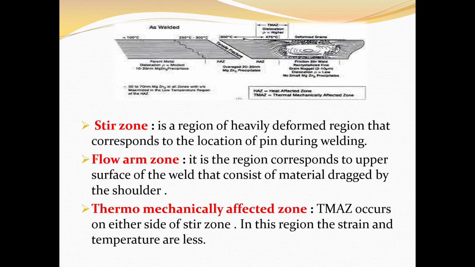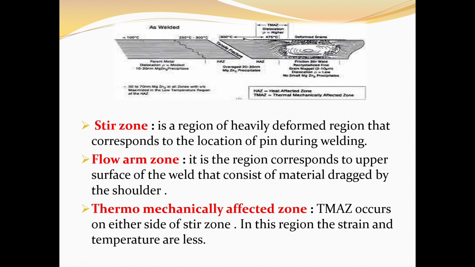First we go to the stir zone. Stir zone is a heavily deformed region that corresponds to the location of the pin during welding. The grains within the stir zone are roughly equiaxed and often an order of magnitude smaller than the grains in the parent material. A unique feature of the stir zone is the common occurrence of several concentric rings, which are referred to as an onion ring structure.